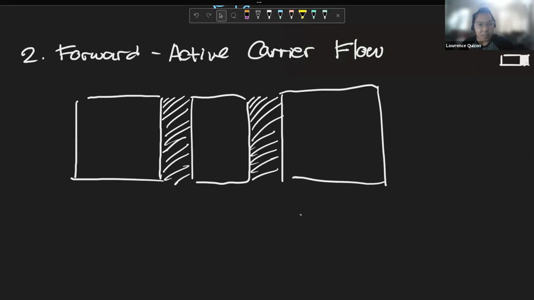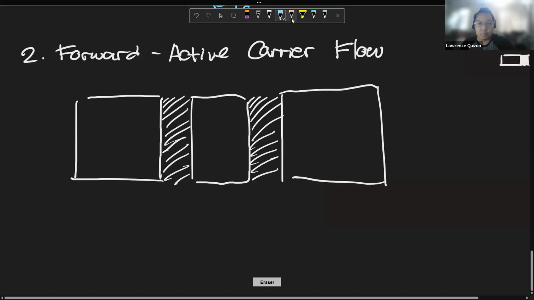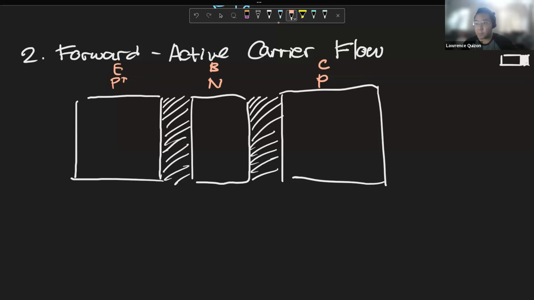So this is the P part. It actually is the P plus part, which is the emitter. The N part is the base, and the P part is again the collector. No? So bakit alam natin na emitter to? Because it has a higher doping, no, than the collector. All right.